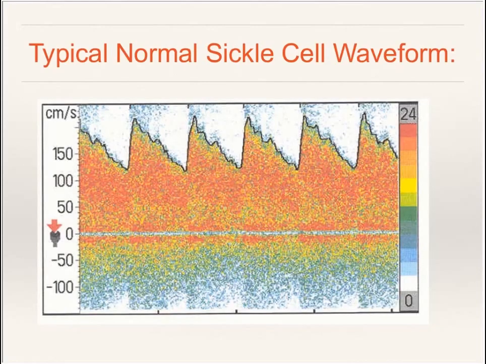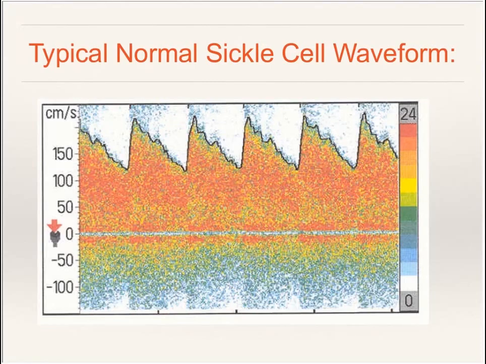So this is a typical normal sickle cell waveform, and I will tell you that this is a version of the TCD machine that is before the beautiful one that you have now. And so it looks a little bit more raggedy, but you can see how nicely the outline in the envelope follower is tracking the course of the waveform. You can also see that there is some background noise.